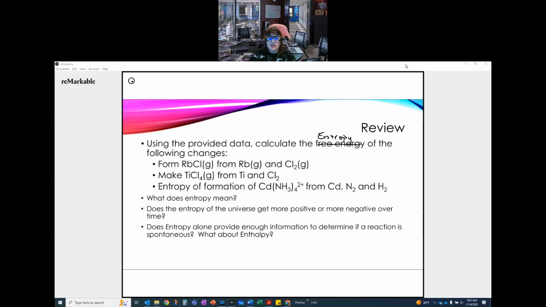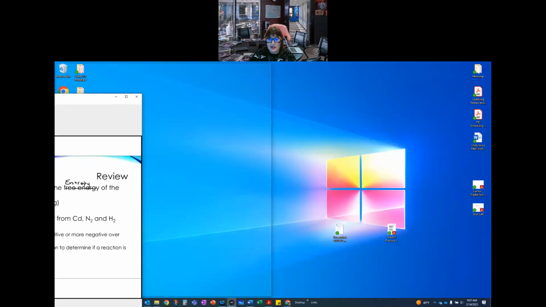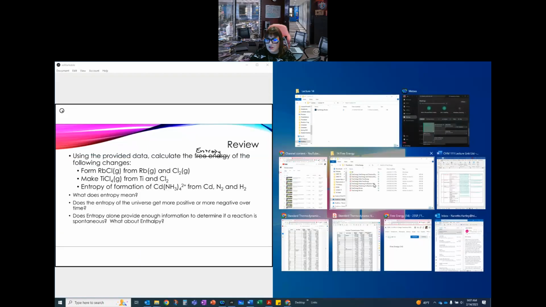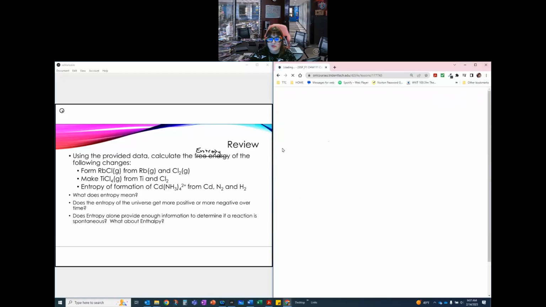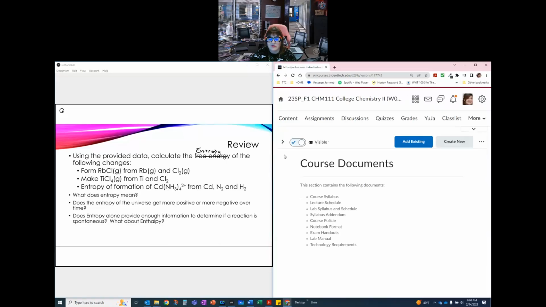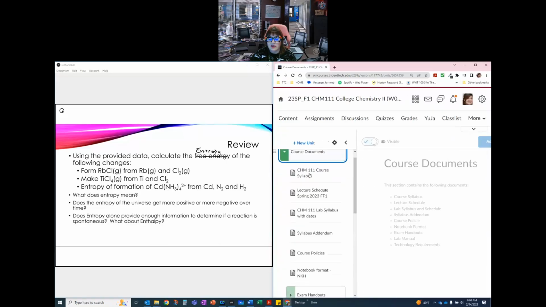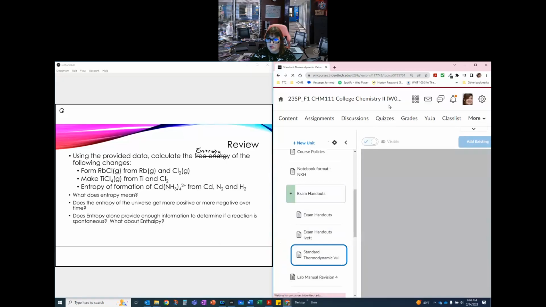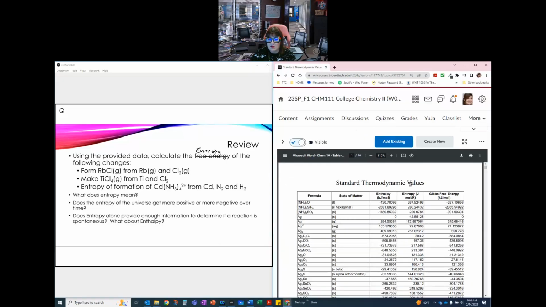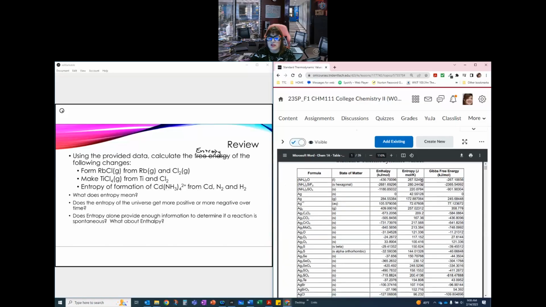So when I say using the provided data, what I mean is let's go to D2L. So let me see if I can find D2L. Content, course documents, exam handouts, standard thermodynamic values. And this is that same table that we were talking about last time. So this is the same information that we were talking about previously.